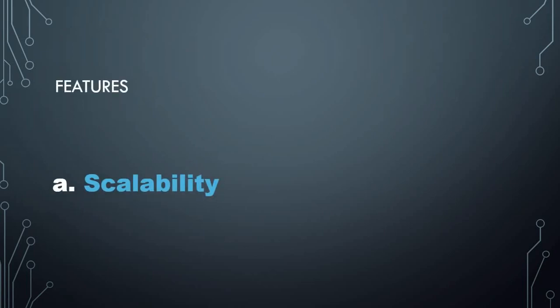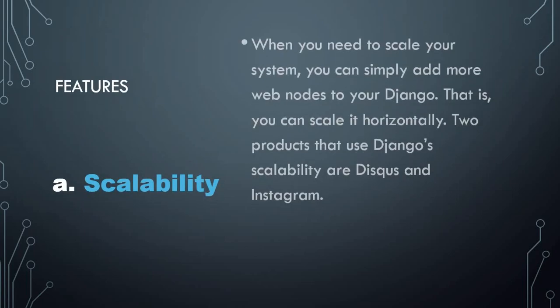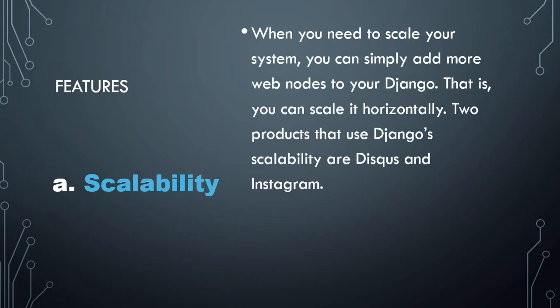One of the features of Python programming with Django is that it's scalable. Scalability: when you need to scale your system, you can simply add more web nodes to Django. That is, you can scale it horizontally. Two products that use Django scalability are Discord and Instagram.